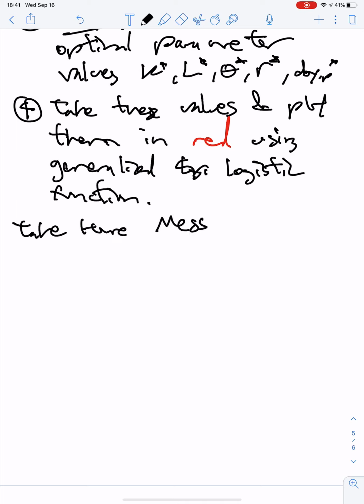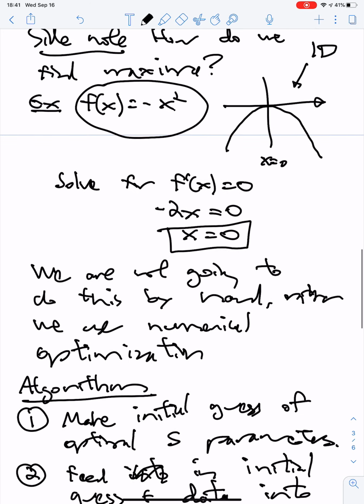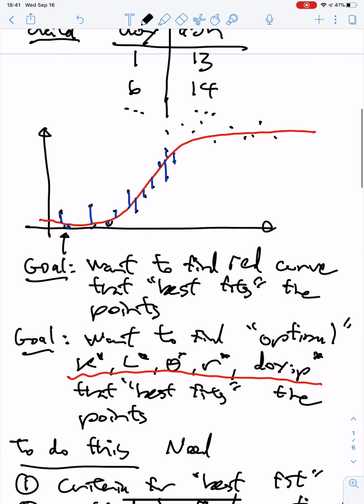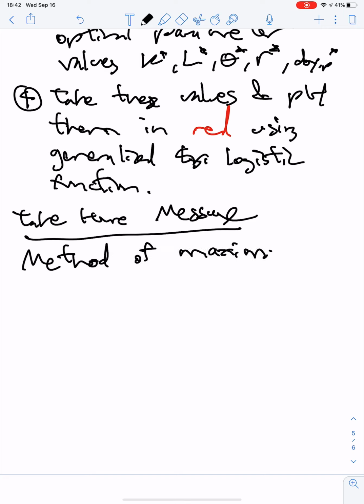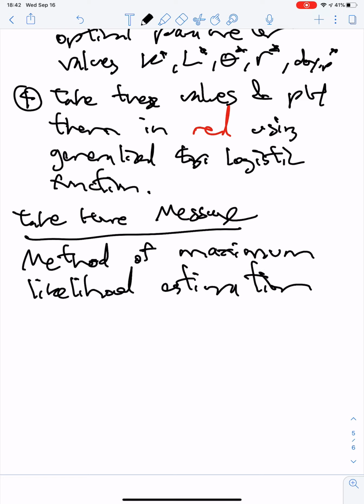But here is the key take-home message. This method for finding, let me go back to the image, this method for finding the values for that best fitting red curve, I want you to remember this. This is called the method of maximum likelihood estimation. The method of MLE. This is used all throughout statistics, not just here, but it's used to find the optimal values of all sorts of parameters.